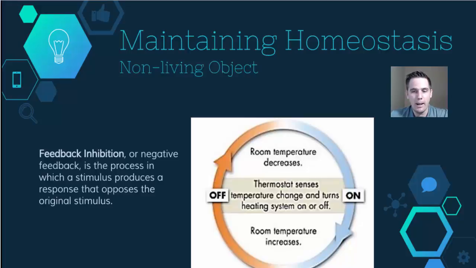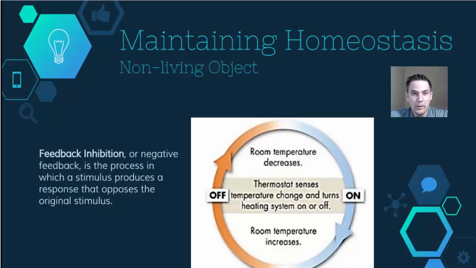Again, it's maintaining balance. And how it maintains balance is through something that's called feedback inhibition or negative feedback. This is the process in which a stimulus, something that gets you excited, gets you scared, something that causes a reaction. Any reaction at all caused by something that's happening to you, that thing happening to you is a stimulus. So when a stimulus produces a response that opposes the original stimulus. So I just used the word stimulus a whole bunch of times. So what am I talking about?